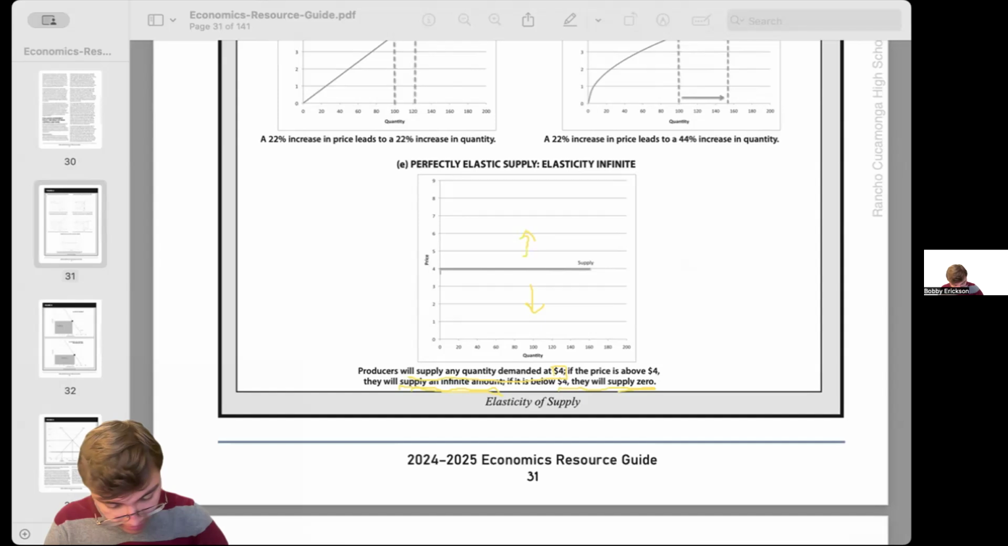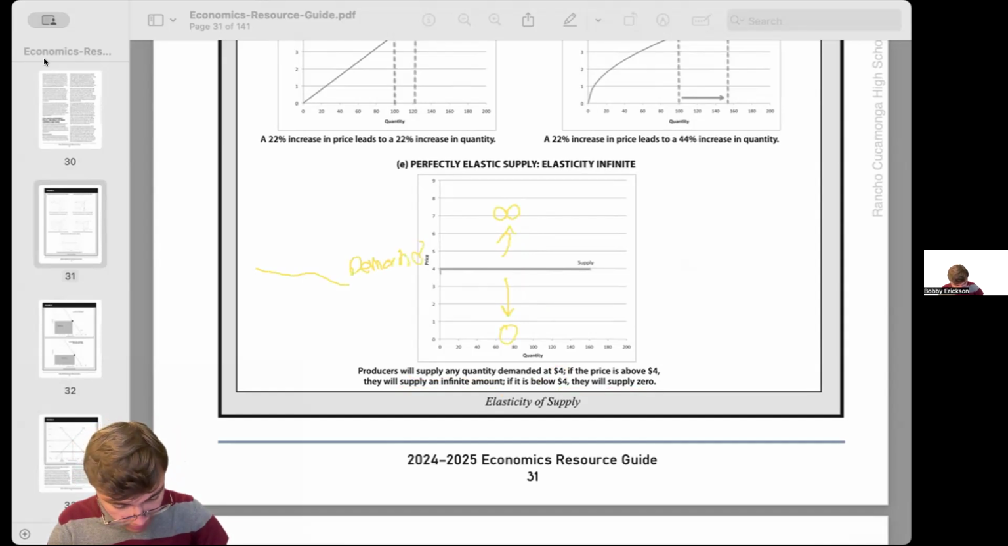But in this case, we have if it is below, then they will supply an infinite amount. And if it is above, then they will supply none at all. Or, I mean, other way around. Below, zero. Above, infinite. This is for supply. Versus demand is the opposite.